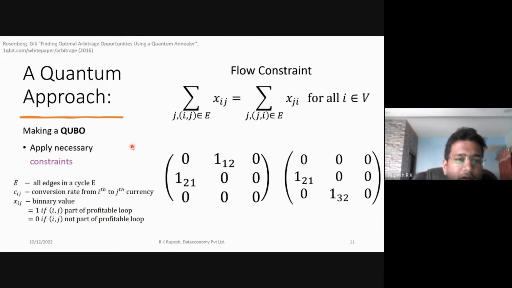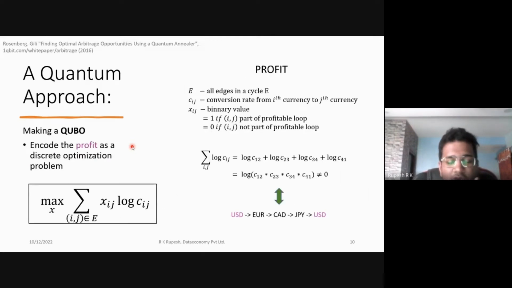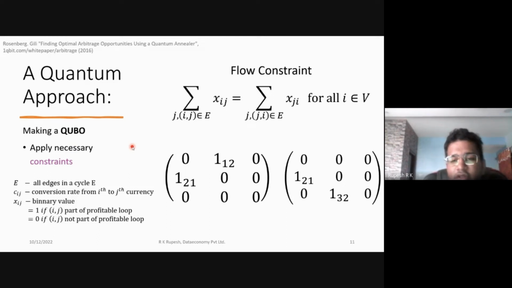Right. Now, apart from the cost function itself, or the profit function that we want to maximize, there are also certain constraints that we need to place on the possible solutions, as we just showed a while ago. And so, what are these constraints? The first constraint is something called the flow constraint. So, what does this mean? Given any transaction loop, it must actually be a loop and not an open-ended or discrete separate edges that are highlighted.